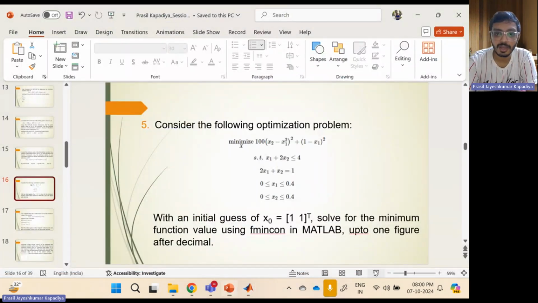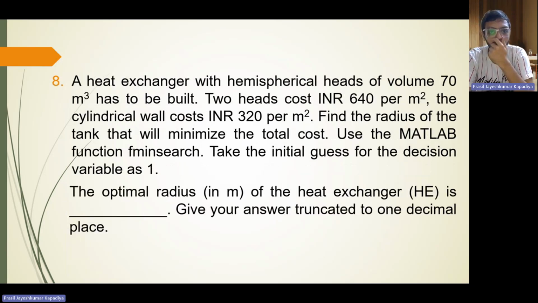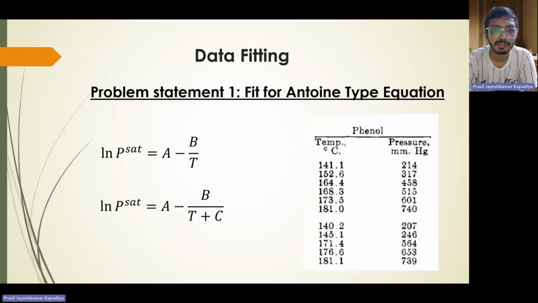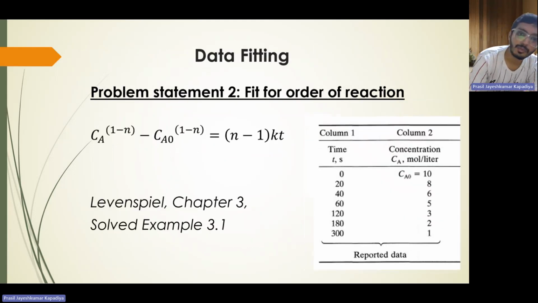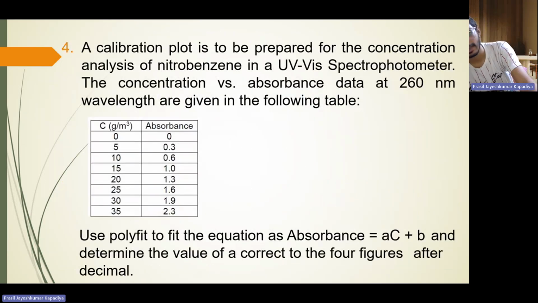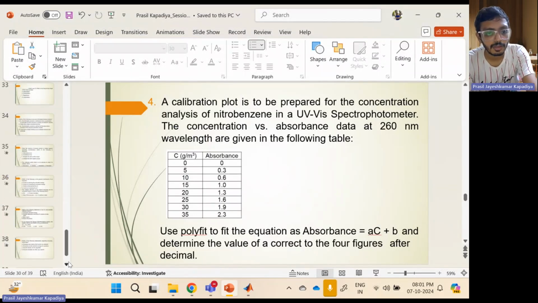In the next class, we are going to solve problems from problem 7 onwards, where we are going to find the minimum possible surface area of a cone. Then we are going to calculate the optimal radius for minimum cost of a heat exchanger. And then we are going to learn about data fitting. There are many problems available for data fitting. So this we will do in the next class. This is what it was for today's session.